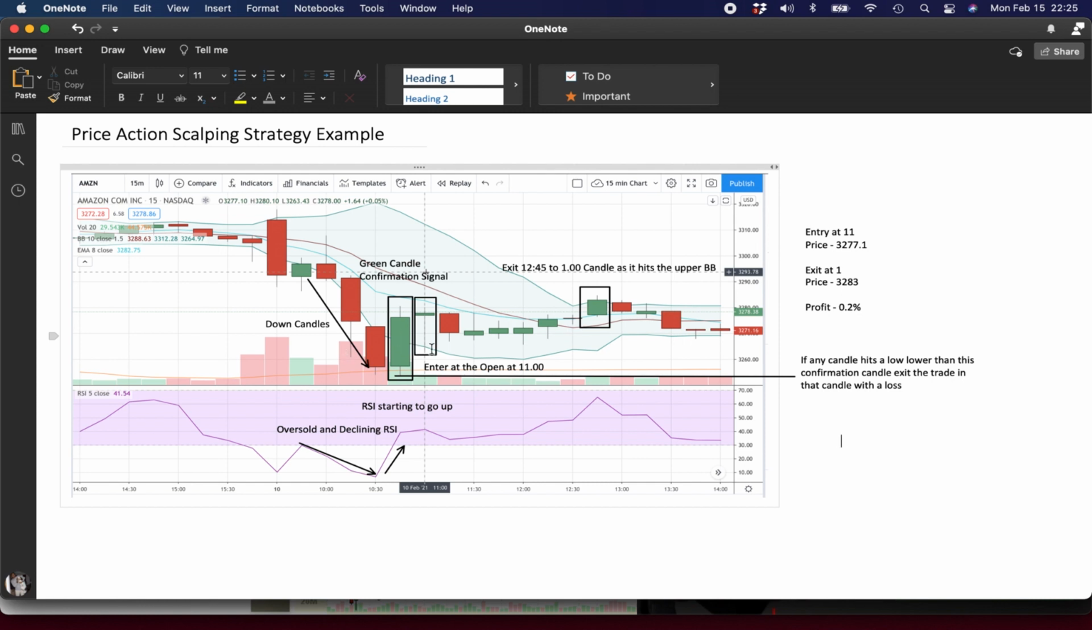But in this case, let's say after you entered, the low of this candle went further than the low of this confirmation candle, you would just close the trade and get out of the trade with a loss. I hope this example explains the price action scalping strategy, but in the coming videos I'll also show you 2 more examples just to briefly walk through this concept.